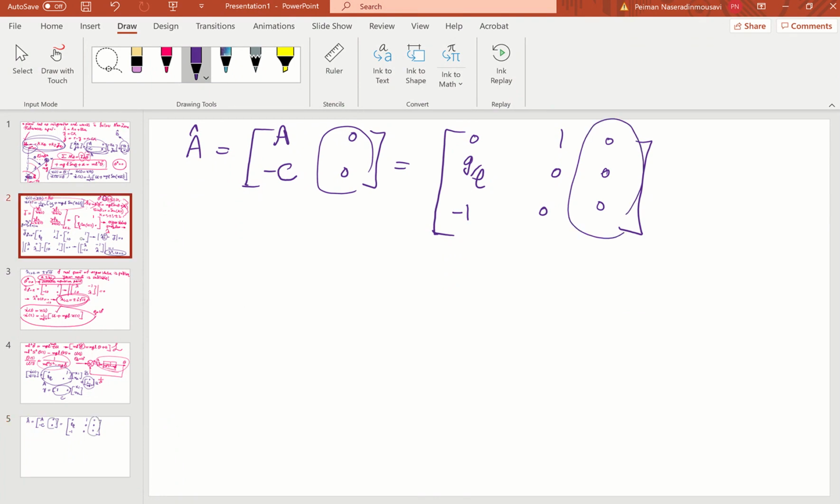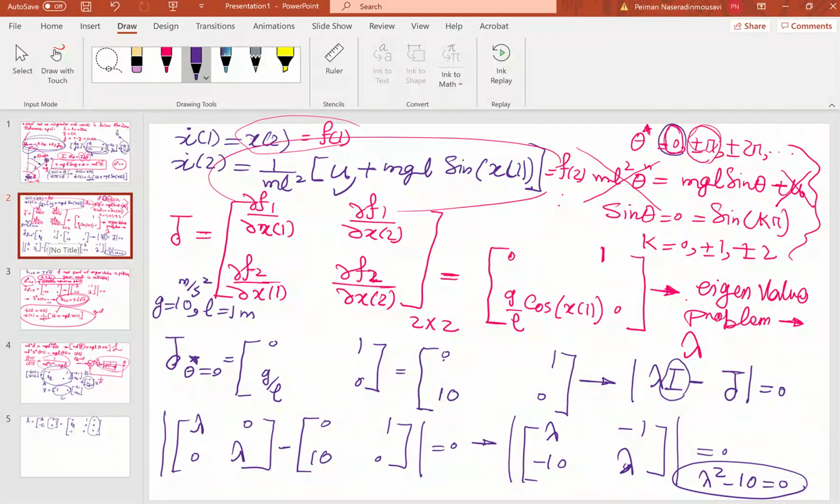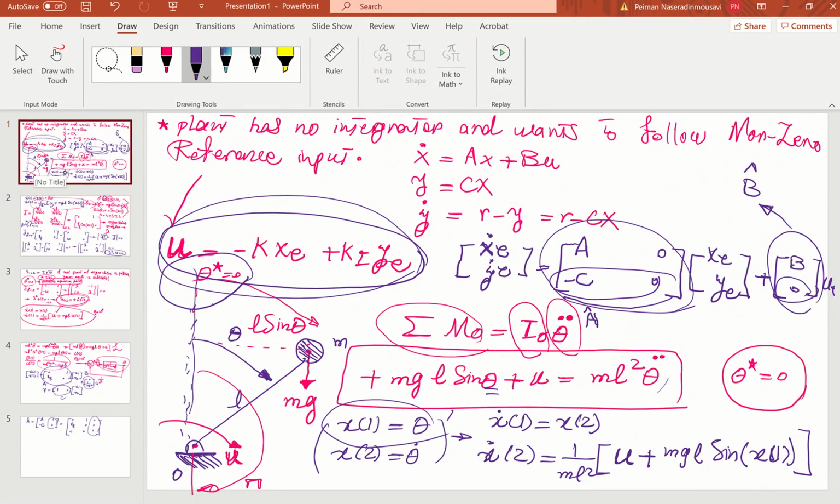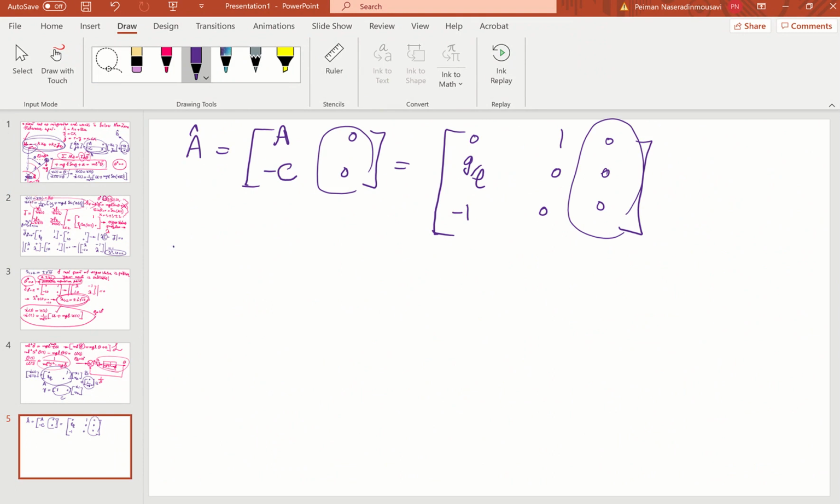Now you have to make B hat. B hat is original B, 0. You have to make B hat using the analytical tools I taught you in part 16. Original B is, look here, this is original B: 1 over ml squared and 0. Here we go, we got it.